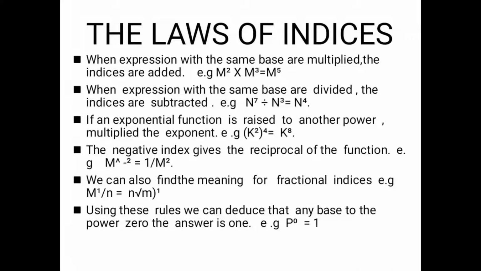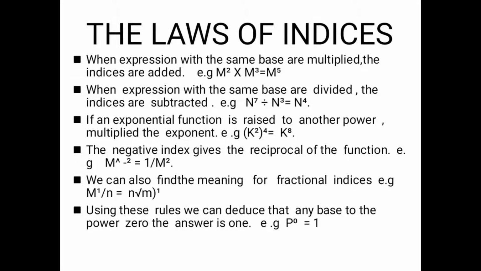The laws of indices. The first law of indices says, when expressions with the same base are multiplied, the indices are added. For example, m power 2 multiplied by m power 3. Since the bases are the same as m, we add the exponents, or the indices, or the powers, which is 2 plus 3, the answer is 5. The base is going to remain m, so it will be m power 5.